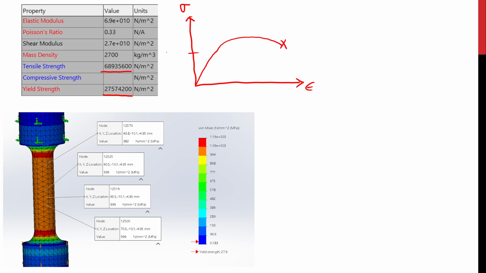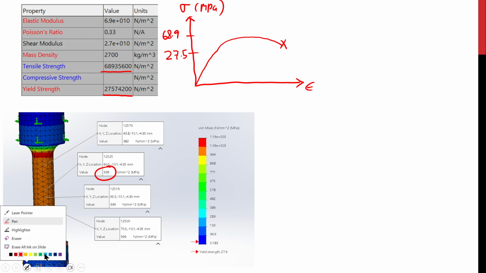Linear up to here, 27.5, and then over here is 68.9. These are all megapascal. So it should be behaving like this. What am I getting right now? Currently I'm getting 996. So now my material model, the behavior is actually like this.